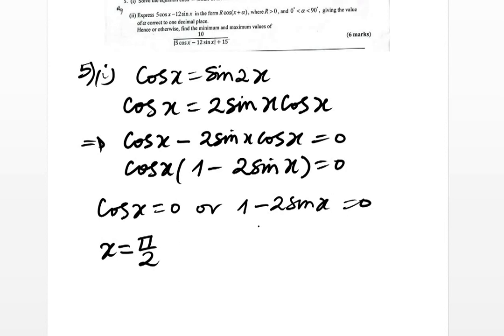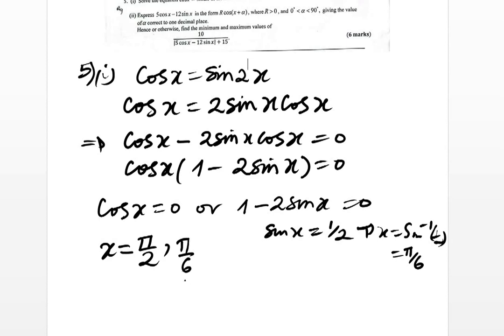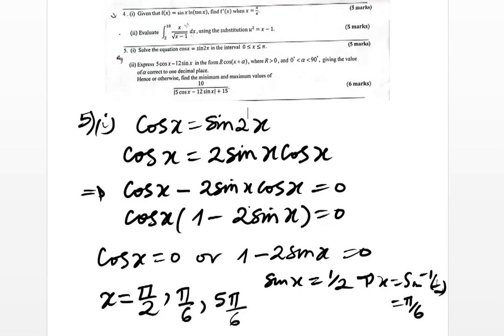Now, this one means sine x is equal to half. And we know sine is positive in the first and second quadrant, and sine inverse of a half is pi over 6. So we have pi over 6. Then in the second quadrant we have pi minus pi over 6, which is 5 pi over 6. That's done for that question.